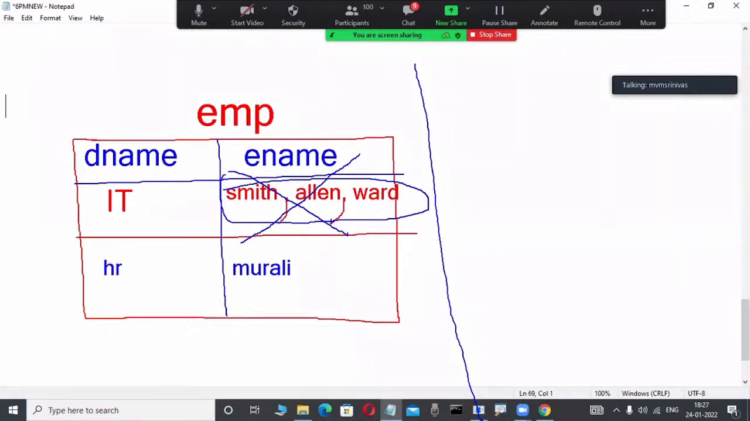Actually, this table is not a problem. Table creation is fine here; Smith, Allen, Ward are working. But why is it not recommended to have a single value in every cell? The table creation is not a problem. Another thing is the problem. What is that? Observe carefully, this is very important. E. F. Codd, a mathematician, introduced the relational data model in 1970.